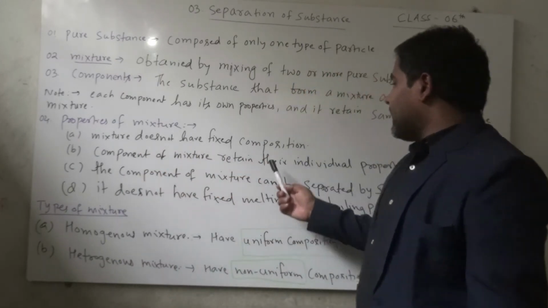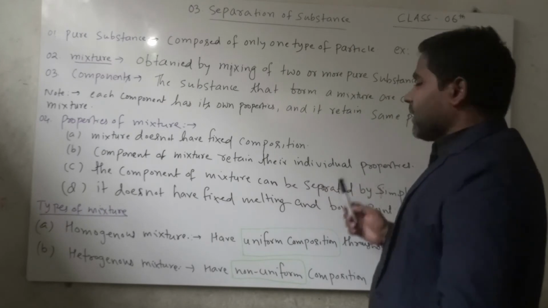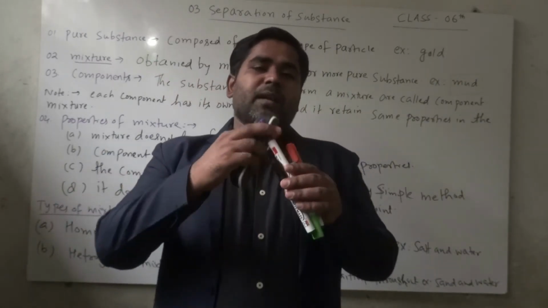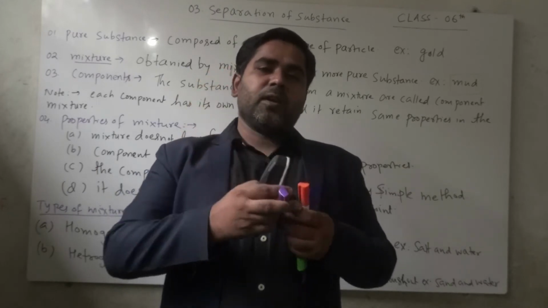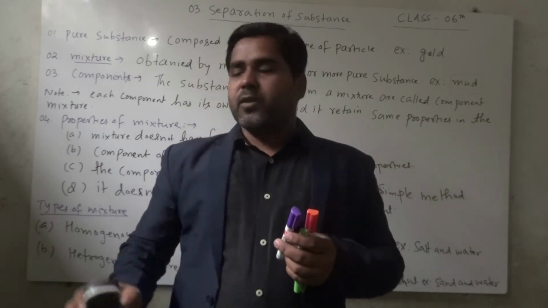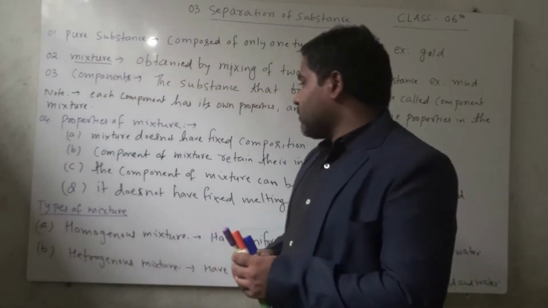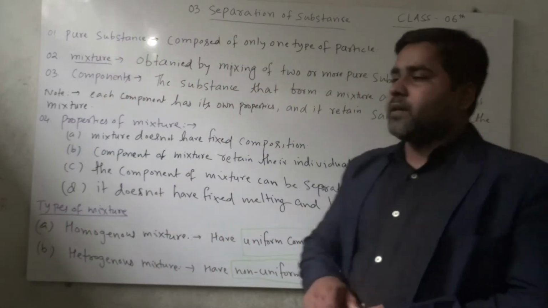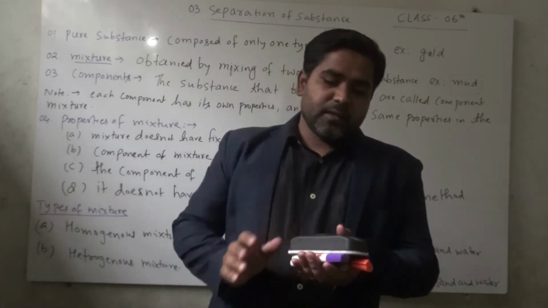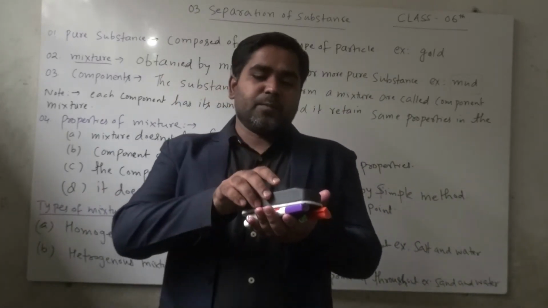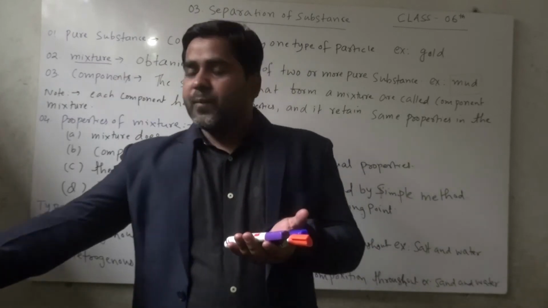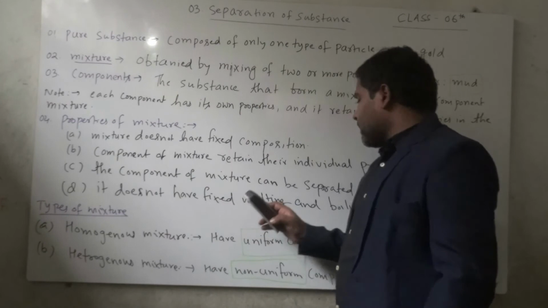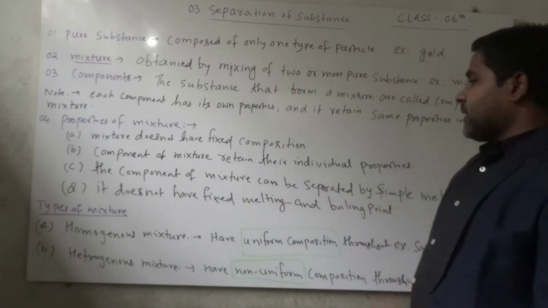Components of a mixture retain their individual properties. Means see, if we are mixing these two, the marker can write on the whiteboard and with the duster we can rub on the whiteboard. Means it has individual properties. The components of a mixture can be separated by simple methods. If I want to separate this duster and marker, I will just pick with my hand, right? And I can separate all these, right? So we can separate the mixture by simple methods.